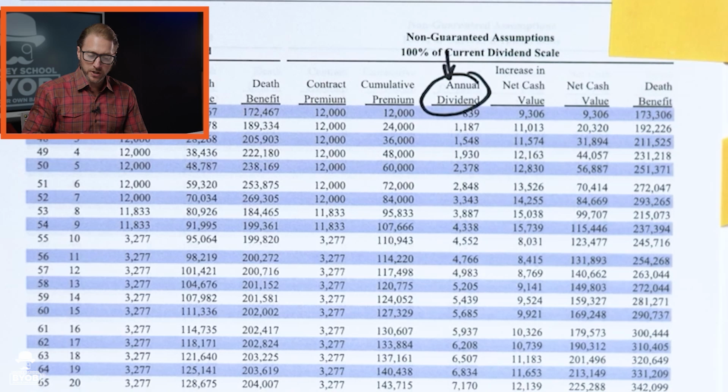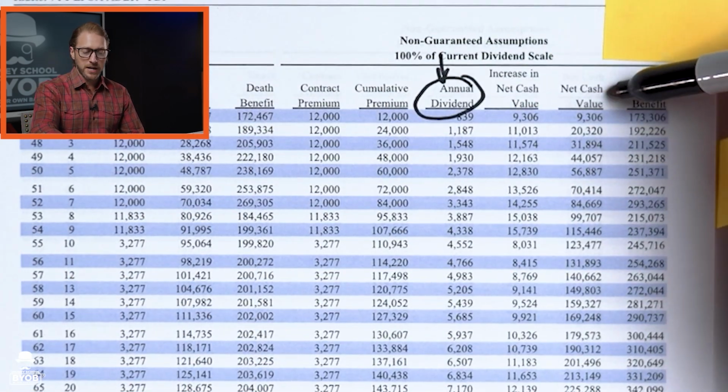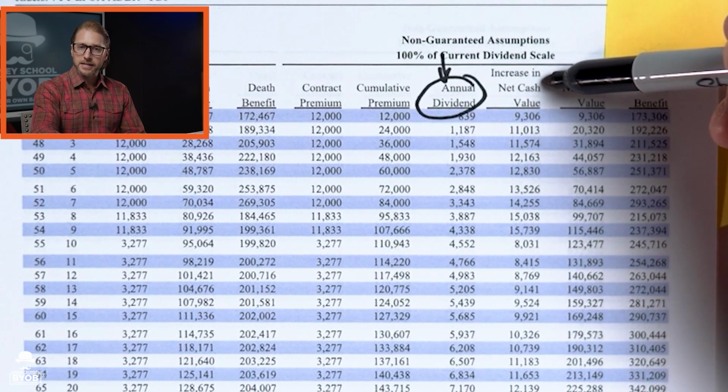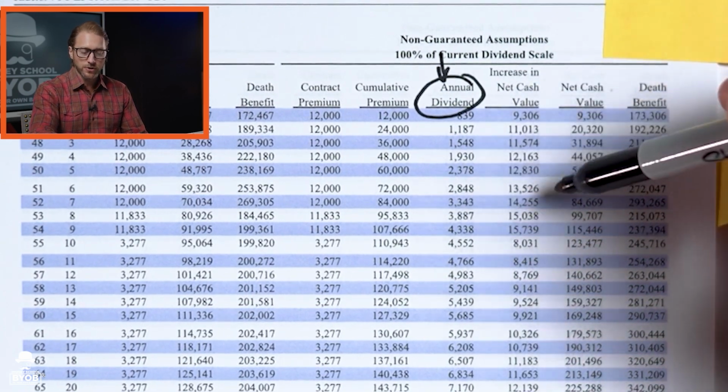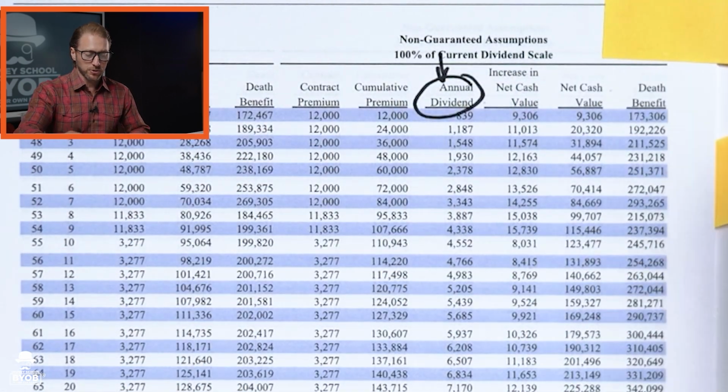And your death benefit's going up as well. So all the illustration is doing here on the tabular detail is showing you your net cash value, the increase in net cash value, which is the increase year over year, the dividend, and it gives you 2 columns, guaranteed and non-guaranteed, and shows you your death benefit on both. The next page is just a continuation.